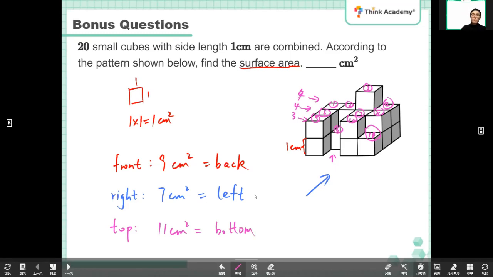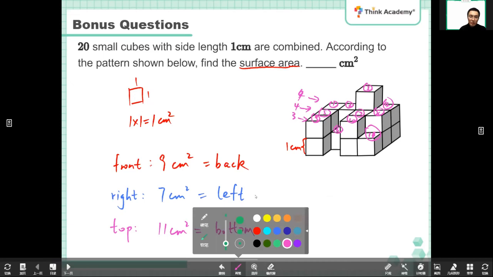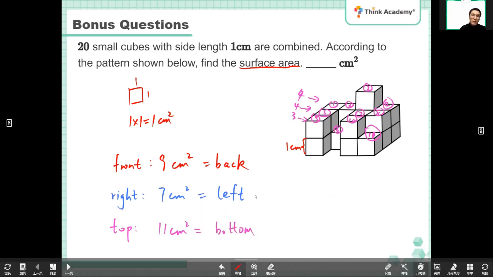Okay, so we know the front equals the back, the right equals the left, and the top equals the bottom. So we can find the surface area pretty easily just by adding these three numbers up and then multiplying by 2, or you can also do it the other way around.